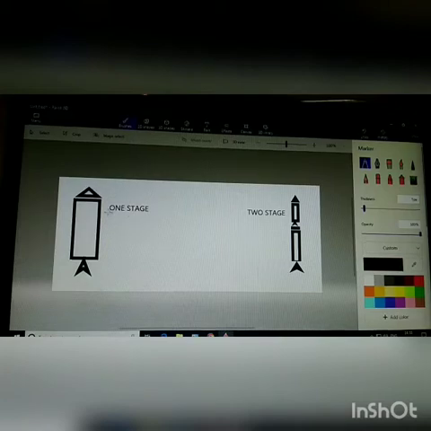A one-stage rocket means that there will be only a payload at the top, a fuel tank and a booster, and there will be no separations in between. This one-stage rocket cannot do many maneuvers, and I'll tell you why later.